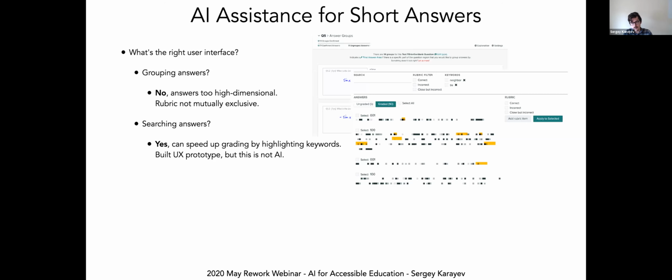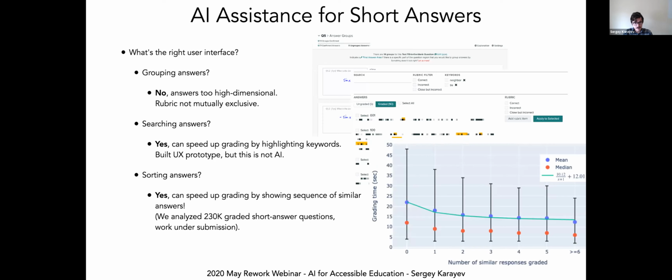So we built a UX prototype. I'm pixelating the student answers to preserve privacy. The UX prototype is very promising, and we're working on it, but this is not really AI, so I'm not going to talk about it here. What about sorting answers? That is an interesting idea.